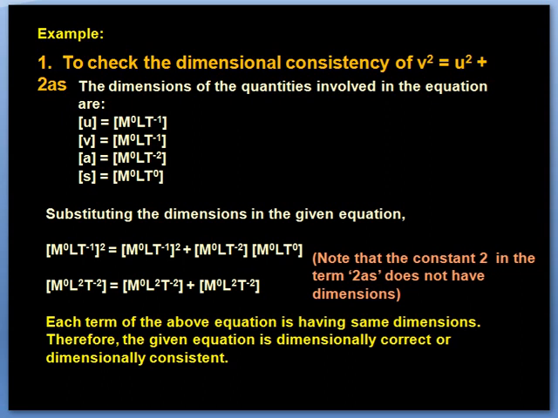In 2as you have to write only the dimensional formula of acceleration, that is a, as well as displacement, that is s. Each term of the given equation has the same dimensional formula, therefore the given equation is dimensionally correct or dimensionally consistent. Means here the dimensions of both LHS and RHS are the same, which shows that the given equation, that is v square equals u square plus 2as, is correct.